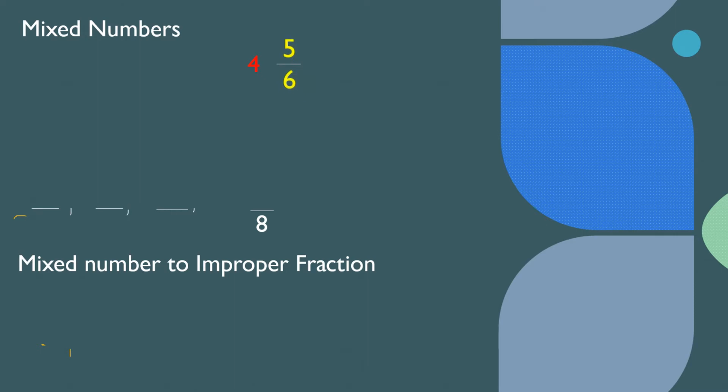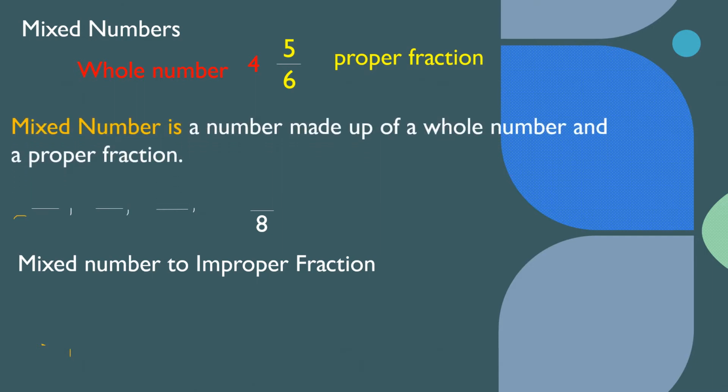Another term na pag-aaralan natin is about mixed numbers. Ayan ang example ng mixed number. Meron siyang whole number at proper fraction. So, mixed number is a number made up of a whole number and proper fraction. So, this is an example. 7 and 1/5, 1 and 3/5, 5 and 3/4, 10 and 7/8. So, meron siyang kasamang whole number at ito ay proper fraction. Mas maliit ang numerator kaysa sa denominator.